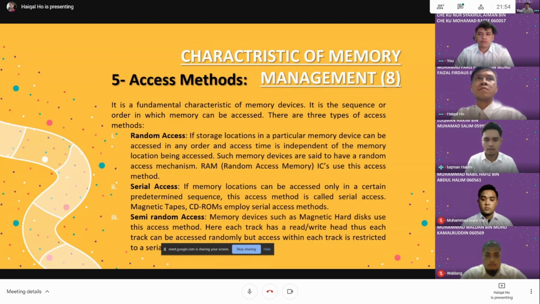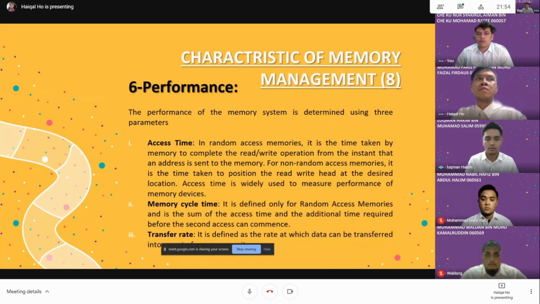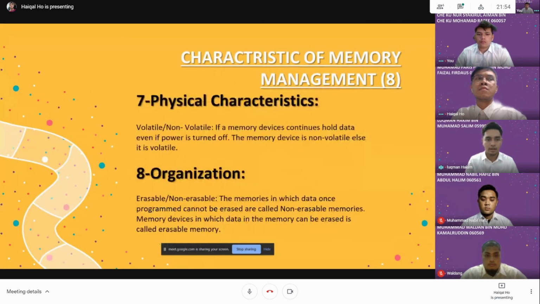The next characteristic is performance. It can be determined using three parameters, which are access time, memory cycle time, and transfer rate. The next characteristic is physical type. Physical type can be semiconductor memory or magnetic surface memory. The second last characteristic is physical characteristic, which is either volatile or non-volatile. The last characteristic is organization, which means memory can be erasable or non-erasable.